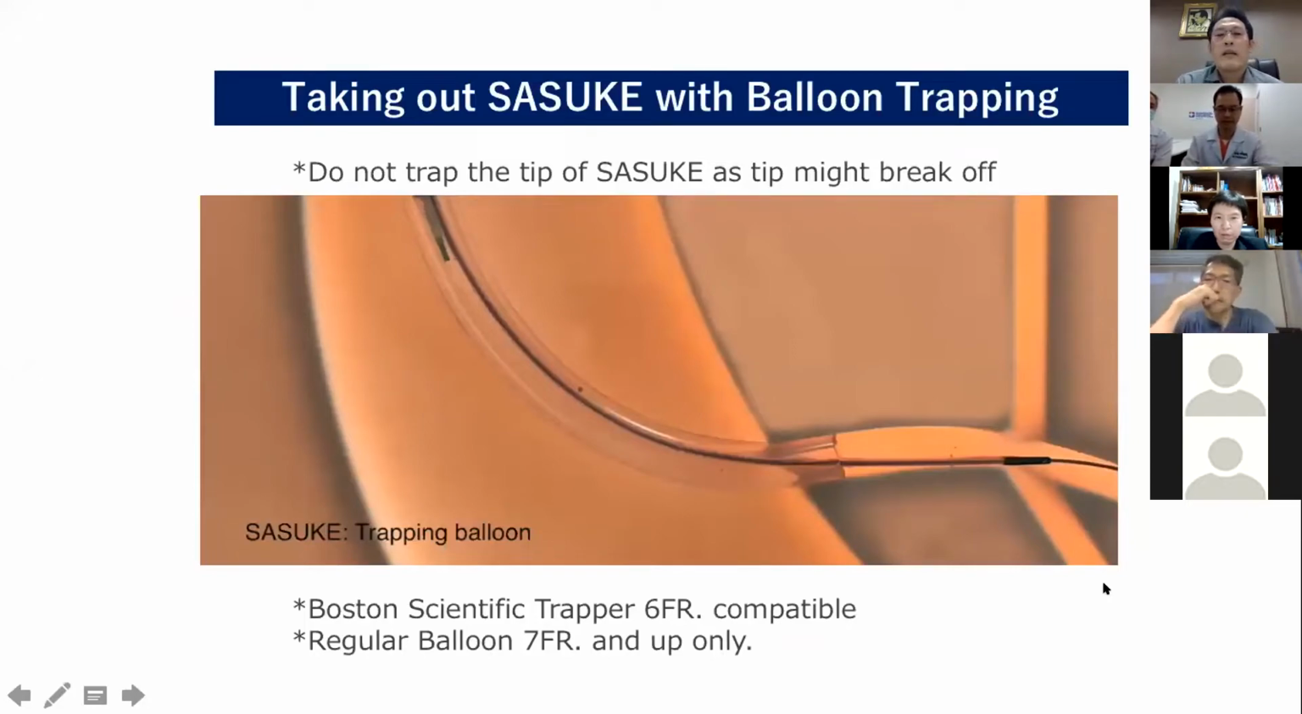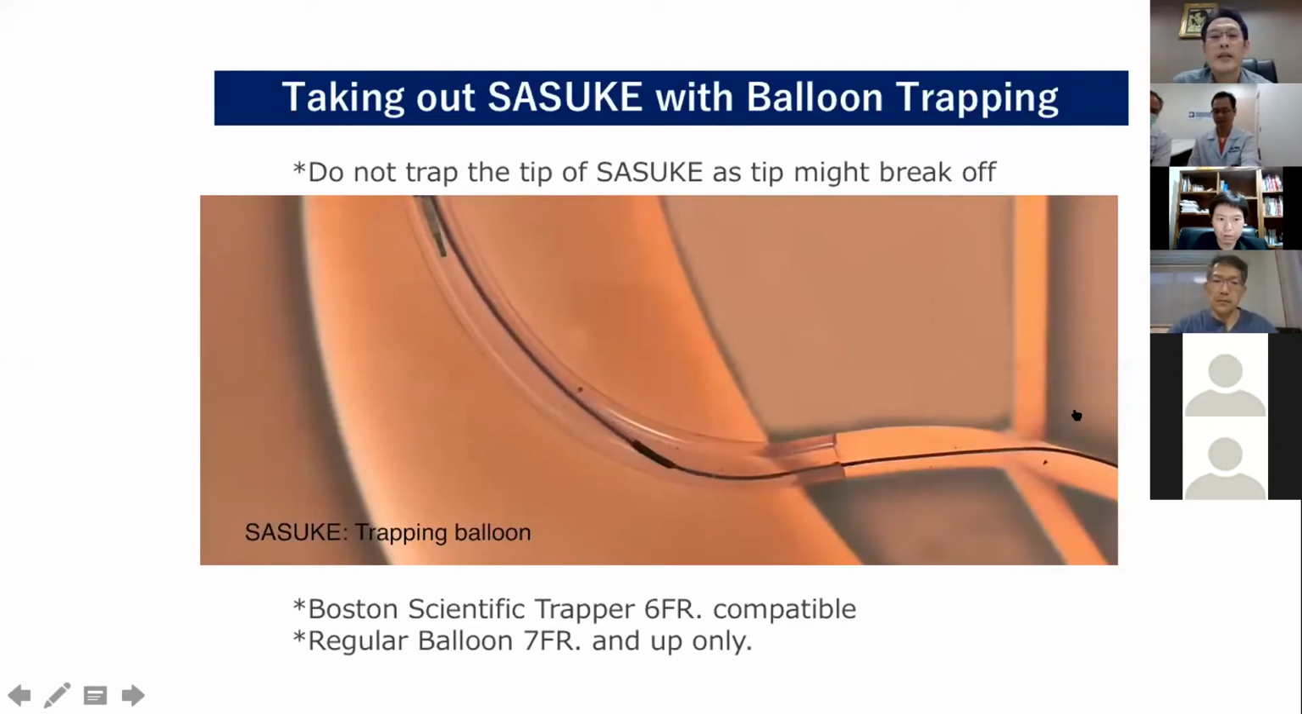And how to remove the Sasuke after we use it. Actually, for the technique to remove, we have many techniques, like the guide extension wire for removing the dual lumen catheter, the modified Nanto technique, and the trapping balloon. This demonstrates how to do the trapping balloon to remove the Sasuke.